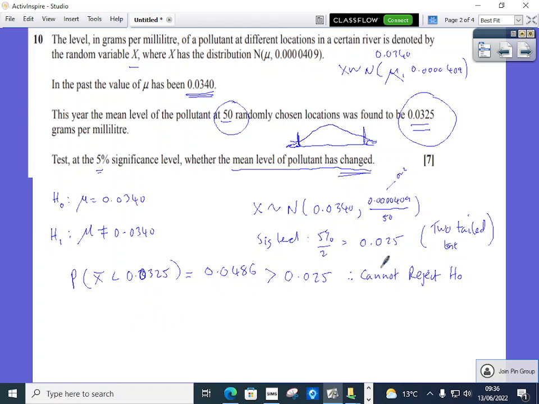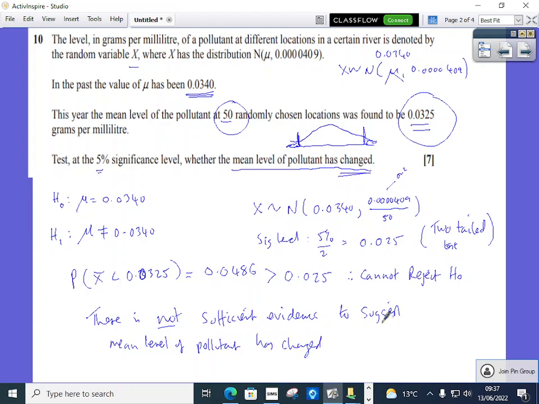And now you've got to get stats. You got that 5, you got that 6 by saying that. For the last mark, you've got to write a little statement. You can just say there is not sufficient evidence to suggest the mean level of pollutant has changed. Full stop.